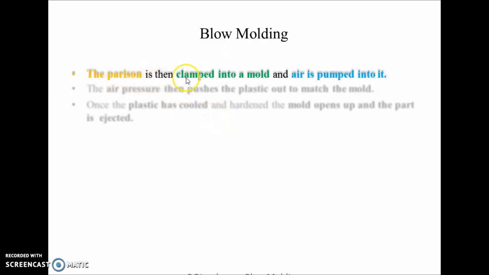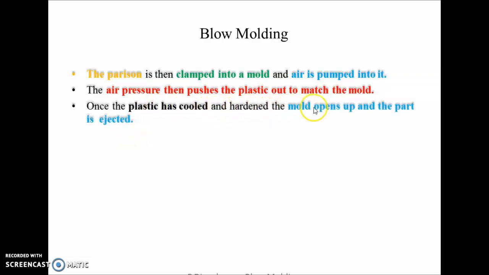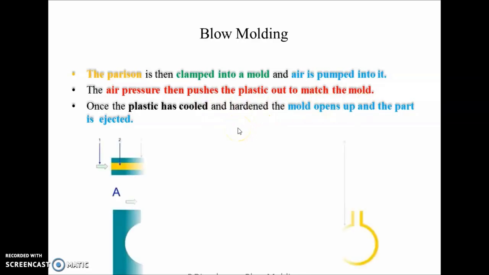Then the parison is clamped into a mold and air is pumped into it. One difference between injection molding and blow molding is that in injection molding, compressed air doesn't get passed through, whereas in blow molding, the compressed air is passed into the mold cavity to attain the final shape. That is the major difference between the blow molding process and the injection molding process. The air pressure then pushes the plastic out to match the mold. Once the plastic has cooled and hardened, the mold opens up and the part is ejected.